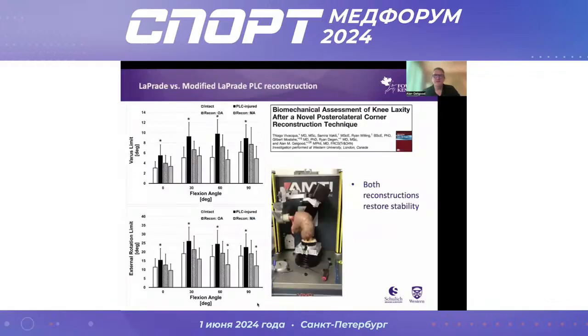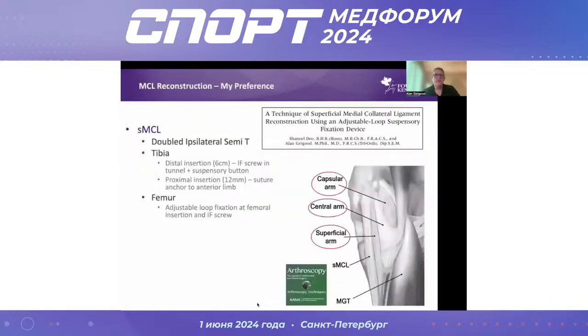This has been validated. We did do a biomechanics study that showed that it was equivalent to the traditional LaPrade reconstruction. In terms of the MCL reconstruction, again, my preference is to utilize very similar anatomic landmarks as the LaPrade technique, but I use a doubled semitendinosus graft with fixation distally on the tibia and then tensioning proximally on the femur with an adjustable loop that really allows us to dial in our tension.